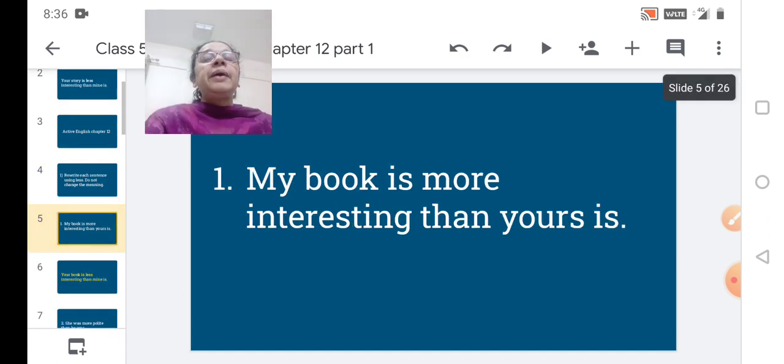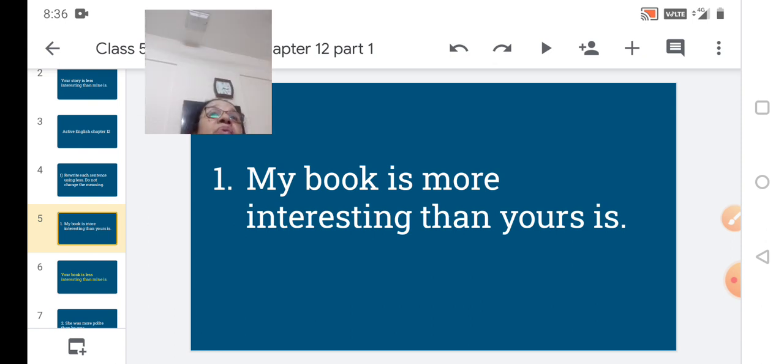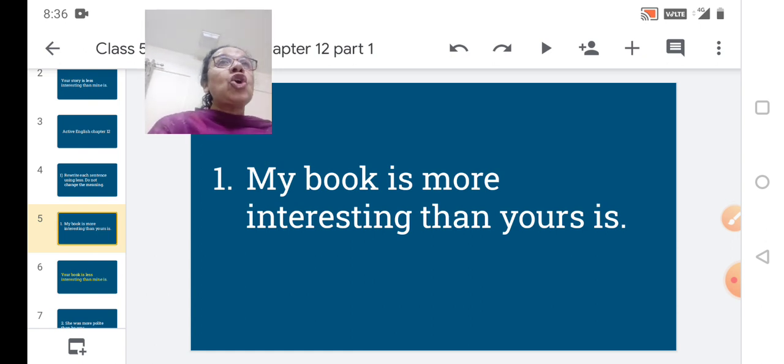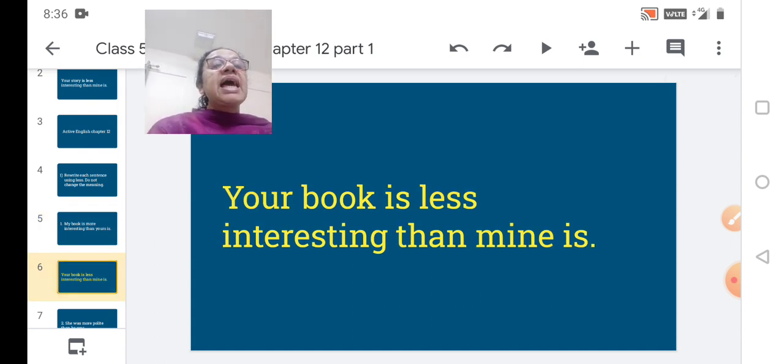So we shall move ahead. Here you have the first example. My book is more interesting than yours is. It's similar to the example that I just gave you. So what are we supposed to do? We are not supposed to change the meaning. And what rule did I say? The latter part of the sentence we will begin with. So it has to be, your book is less interesting than mine. So have a look at the answer. Your book is less interesting than mine is.